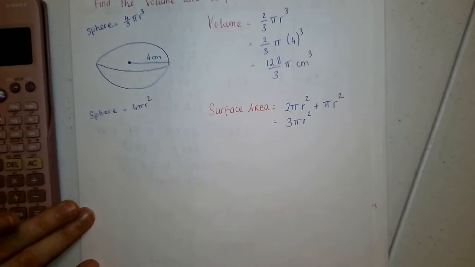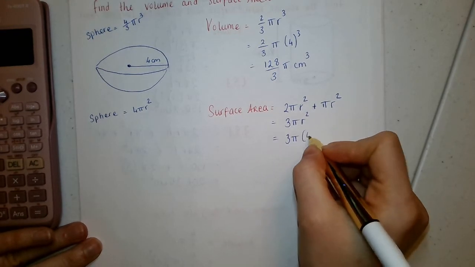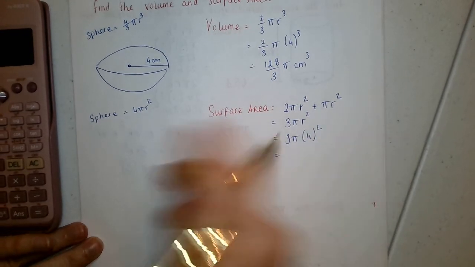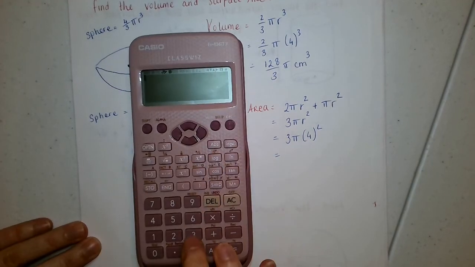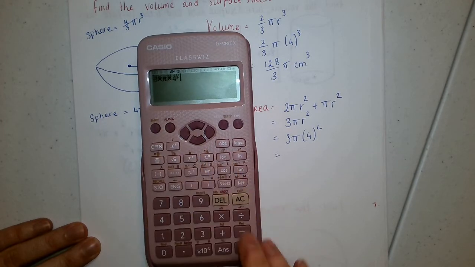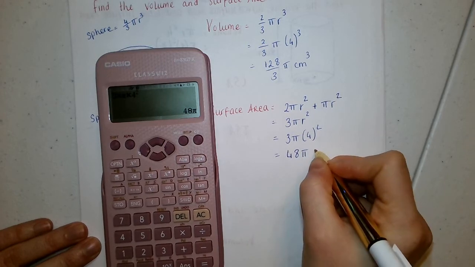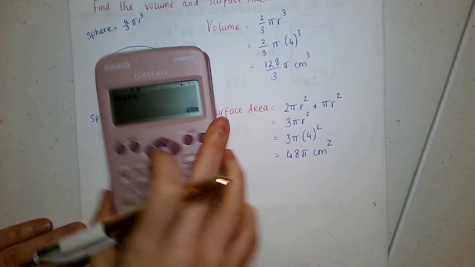And then once we have that done, we're going to sub in our values for the radius, so 3 pi times 4, and that's squared. We're going to give our answer in terms of pi again, so 3 multiplied by pi multiplied by 4, and that's squared, and that will give us 48 pi and centimetres squared will be our units.